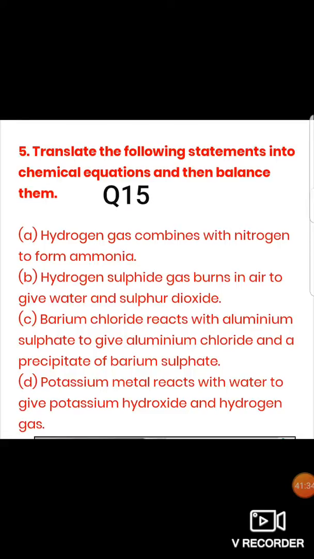To translate these statements, you should know the symbols of every element. The questions look difficult, but they are not difficult at all. You have to write the symbols. What is the symbol of hydrogen? If you see the first question, hydrogen gas combines with nitrogen to form ammonia. So what is the symbol for hydrogen? Write the symbol for hydrogen, then plus, then write the symbol for nitrogen, then plus, then write the symbol for ammonia.